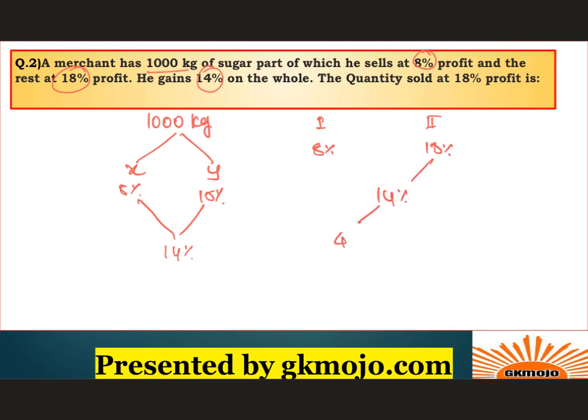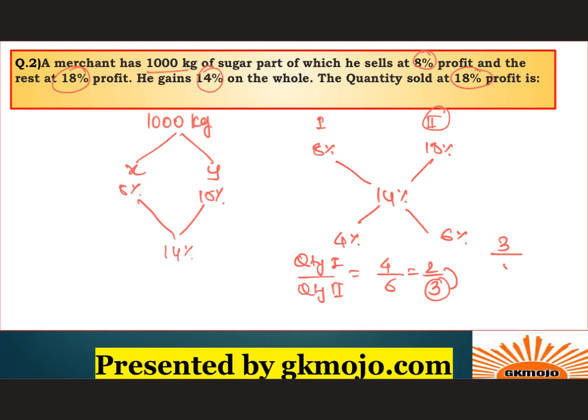18 minus 14 is 4%, and 14 minus 8 is 6%. So quantity 1 is to quantity 2. What is the ratio over here? It is 4:6, which is 2:3, right? What we want is the quantity sold at 18% profit, that is quantity 2. So quantity 2 forms 3 parts. So 3 upon the total of it, 3 + 2 = 5, into the total kg, which is 1000.